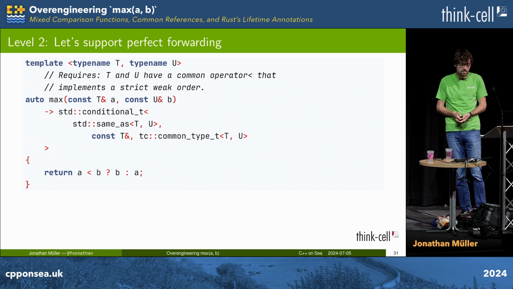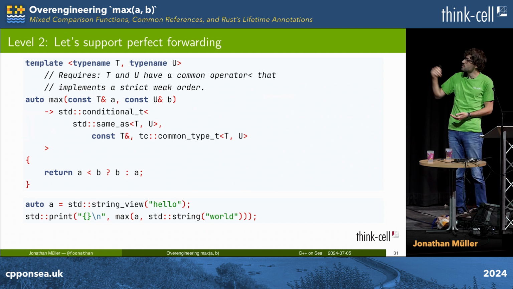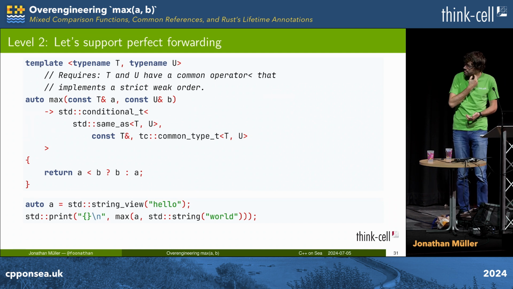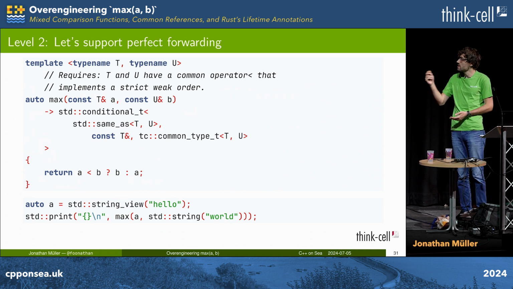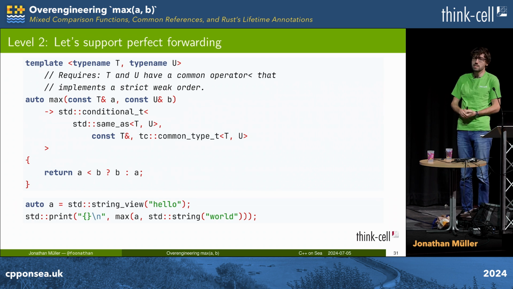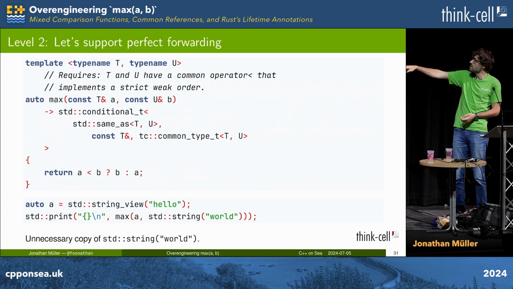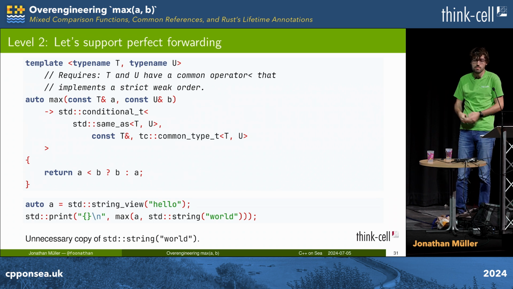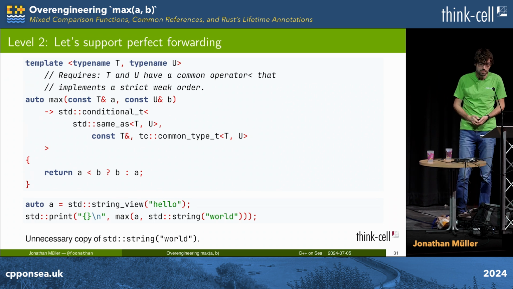That's easy to fix. But let's say we use max like this. We've got an lvalue string view and an rvalue string. They are not the same type, right? A string view and a string aren't the same type. So we don't get the optimization, and instead we return the comment type. The comment type will be a string. So we will copy the rvalue string into the result, even though we could move it. But we lost that information because we pass everything by lvalue reference.